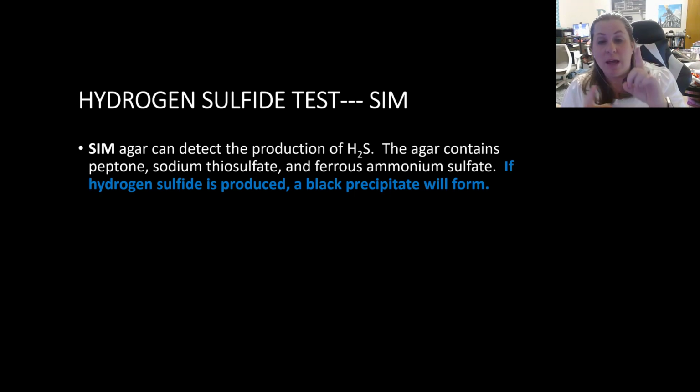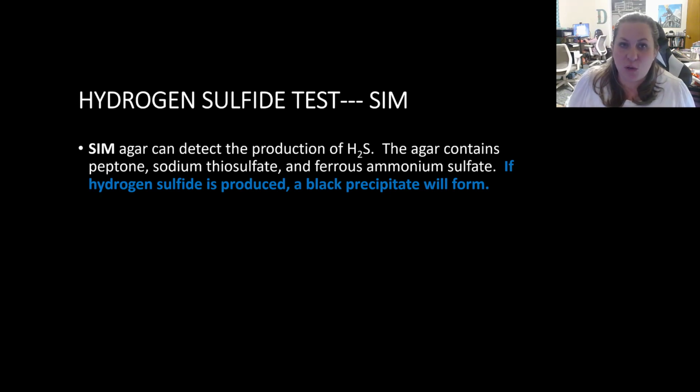We are going to still do the indole. We're still going to do the motility in this particular test. So it will look similar to what we just saw. However, the color change is not going to be red and yellow here that we're going to see. We are going to use the hydrogen sulfide test, which is what the S stands for. This is with a SIM agar. We can detect the production of that hydrogen sulfide gas, H2S. The agar contains peptone, sodium thiosulfate, and ferrous ammonium sulfate.